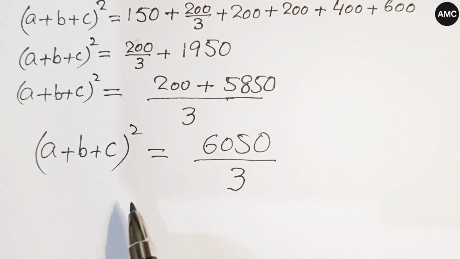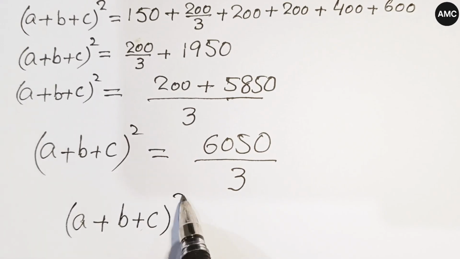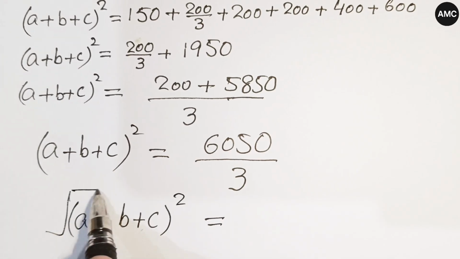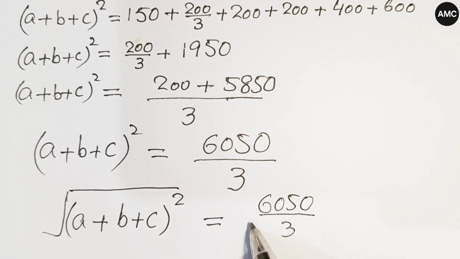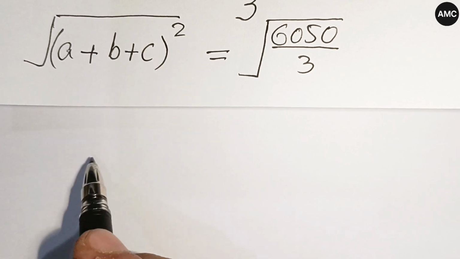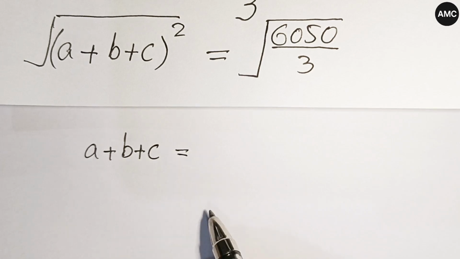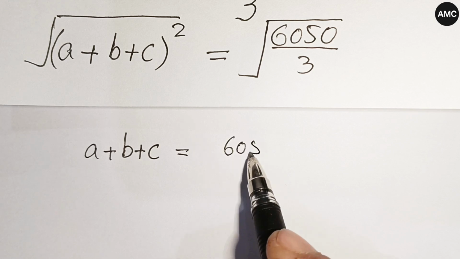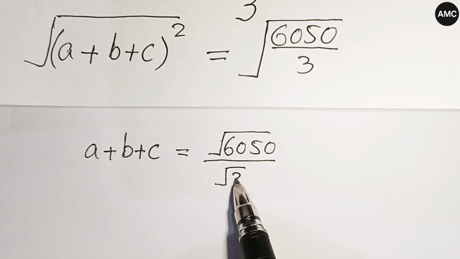Now here if we just take the square root on both sides, because we have to find only a + b + c, not squared, so taking the square root on our left hand side and similarly on our right hand side. Now this square is cancelled out with the square root, we get a + b + c is equal to, here we have 6050, so we just write square root of 6050 all over square root of 3.